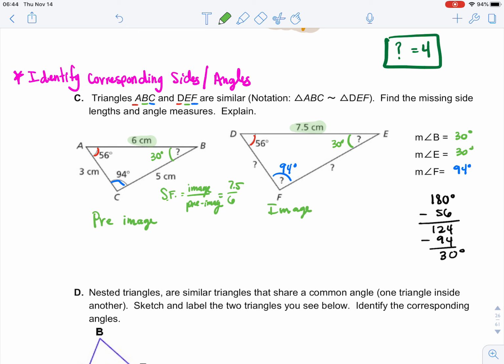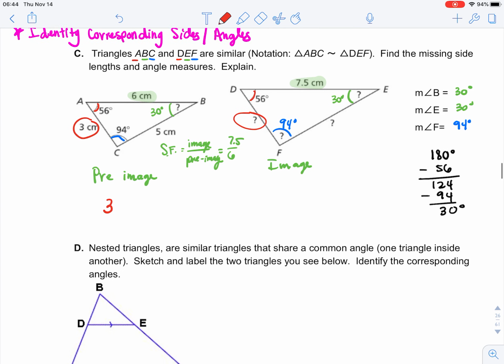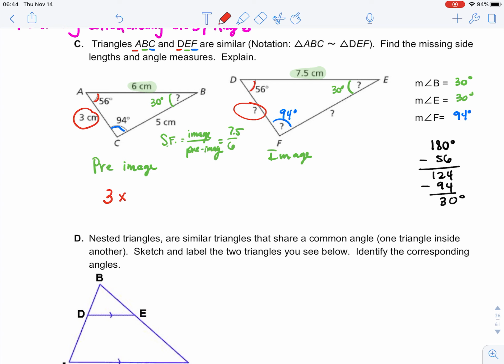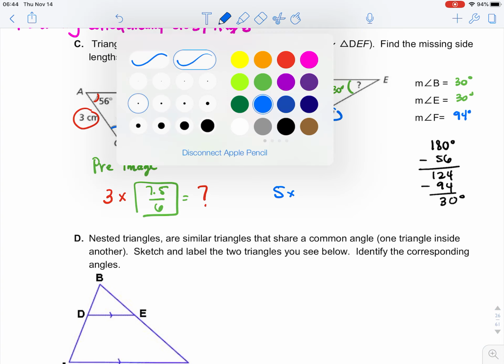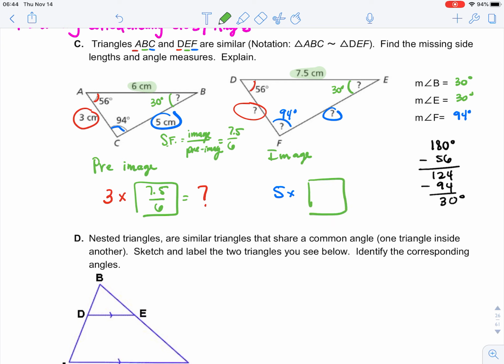All right, so I'm going to use unknown value to an unknown value. So let's do this one first. 3 to question mark. 3 times our scale factor, and our scale factor is 7.5 over 6, and that'll be our first unknown. I'm going to take the calculator out just one time, and I'm going to do the same thing. I'm going to set up the next one. 5 to the question mark. 5 times the same scale factor, because we're using the same two shapes, 7.5 over 6, and that's going to equal our second question mark.